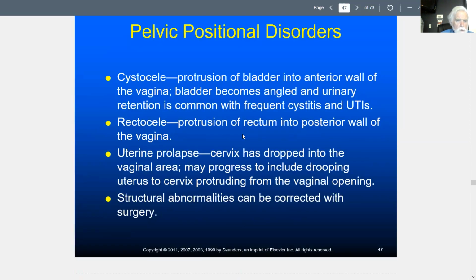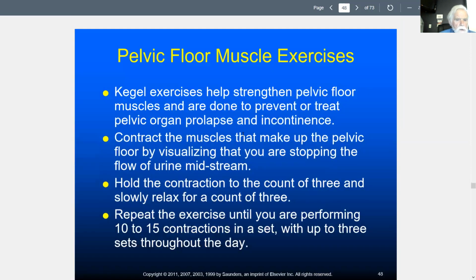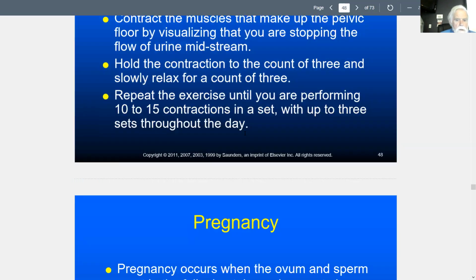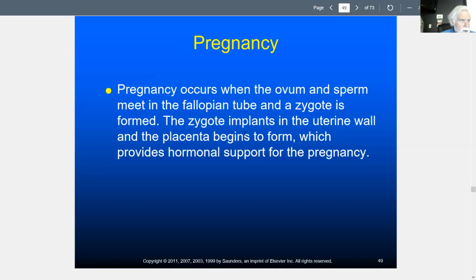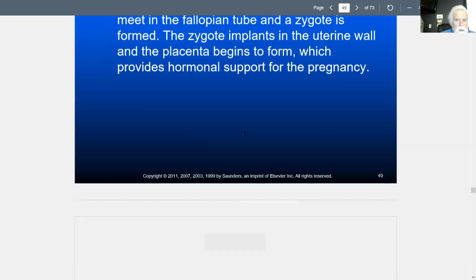There are pelvic disorders that involve the bladder, collapse and prolapse of the bladder, and collapse of these things. These can be structural anomalies that might be fixable surgically or might not. One way, if you are prone to that, is to use the pelvic floor muscle exercises we call Kegels. Pregnancy, well, pregnancy is not a disease, so we know how that works.